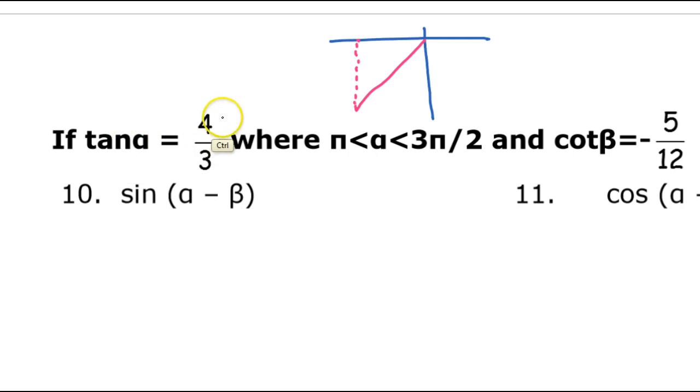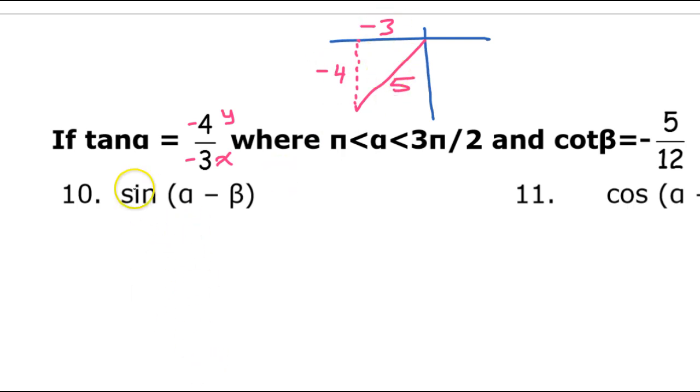Now, tangent is y over x. So that tells me that the y must be here and the x must be here. But in this quadrant, these are both negative. So this is really -4 and -3. Okay, so we're going to need the r value to evaluate some of these things. This is one of the famous Pythagorean triples. There's a 3, 4, 5 right triangle. So I know that this r value is going to be 5. If you did not know that, you would just do the Pythagorean theorem.